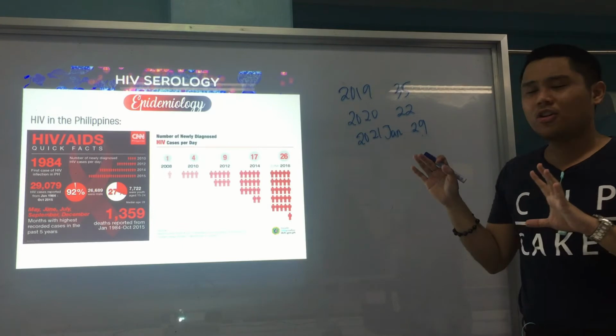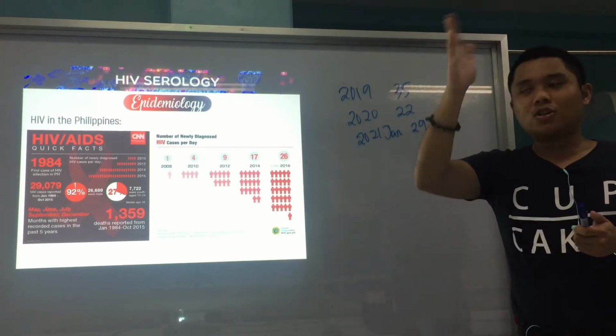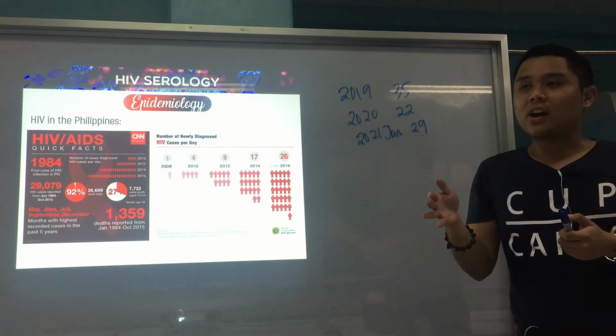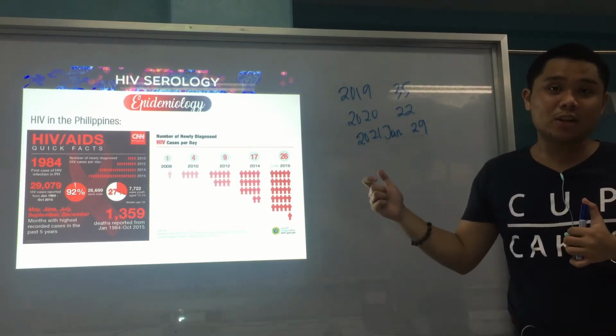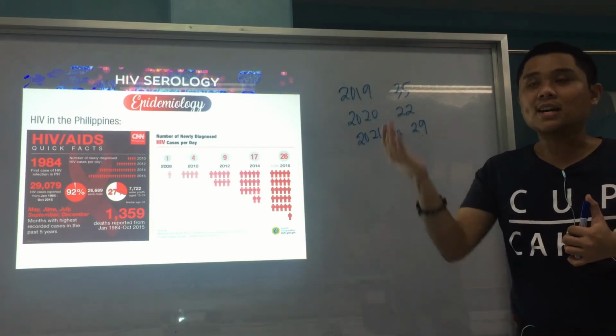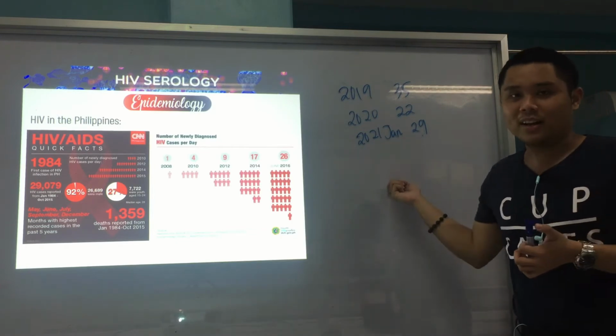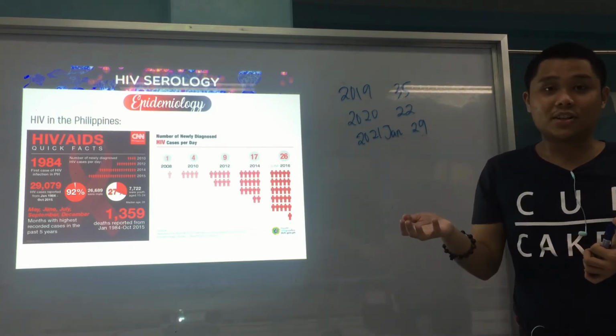So as you can see, the data is not consistent, increasing or decreasing. It's fluctuating. And 2021 is still early to say if there's an increase in the number of new people infected per day or a decrease, because it's still January. January of 2021 is the latest data that I researched.